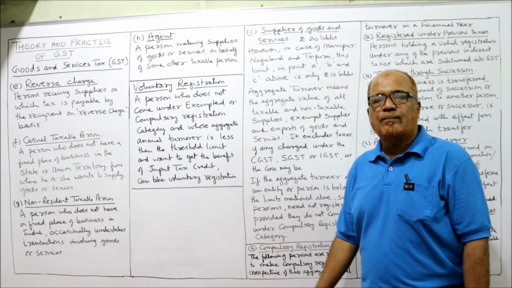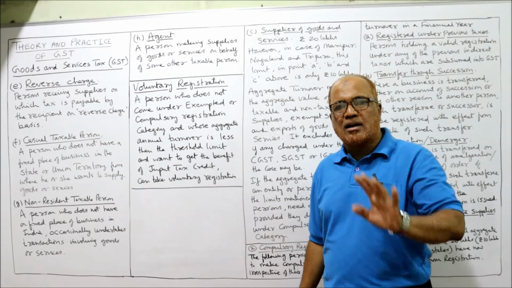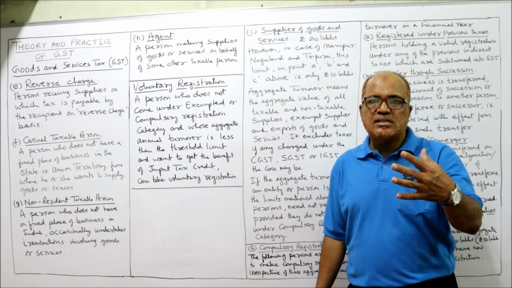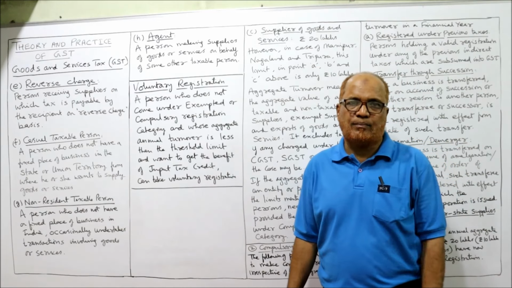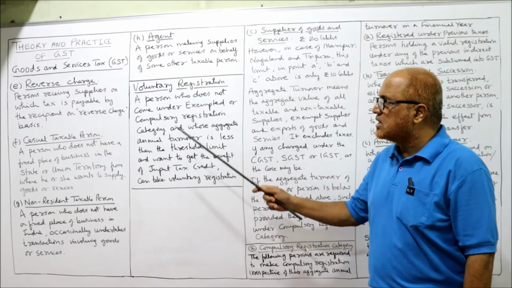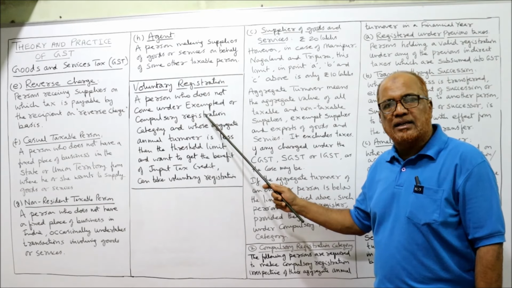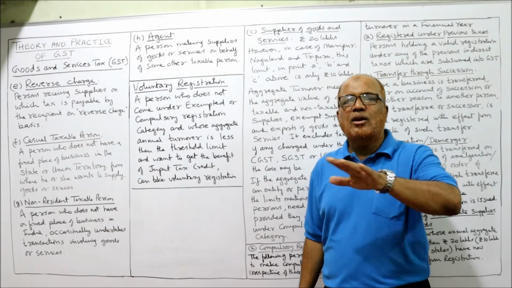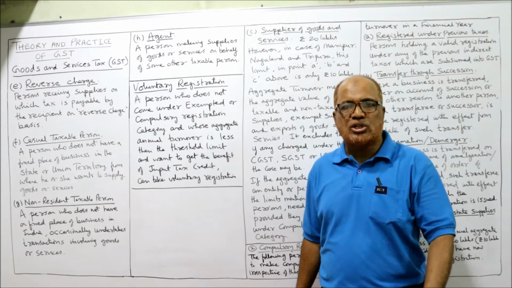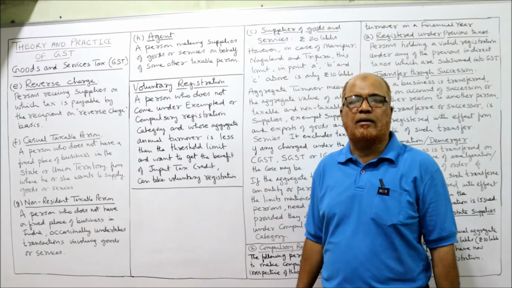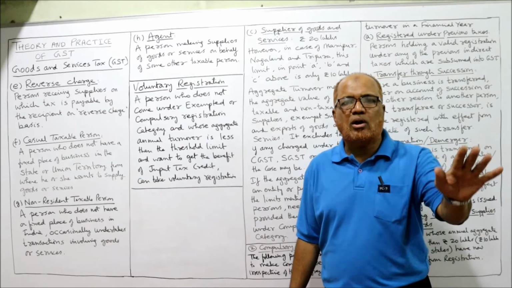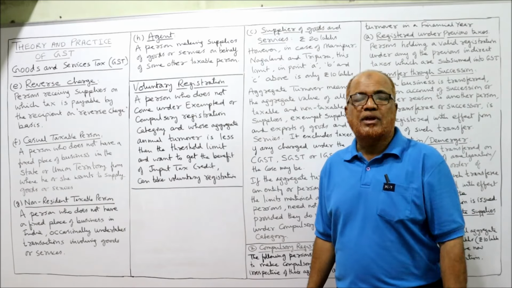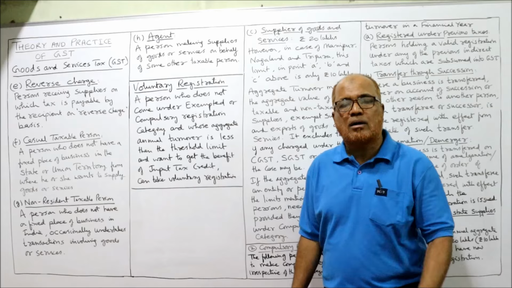Now, voluntary registration. For some businesses registration is compulsory, but for some other businesses it is voluntary. Voluntary means the business may register or may not register. What the GST law says is that a person who does not come under the exempted category or under the compulsory registration category. For the exempted category, there is no need to apply for registration, as I explained in the beginning of this video. For some businesses it is not at all necessary to get registered, and for some businesses, registration is compulsory irrespective of the turnover.